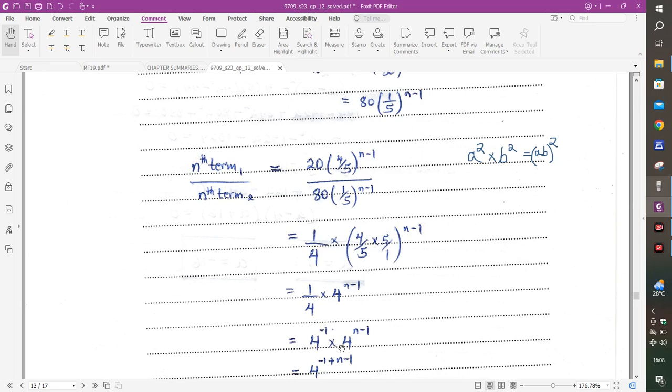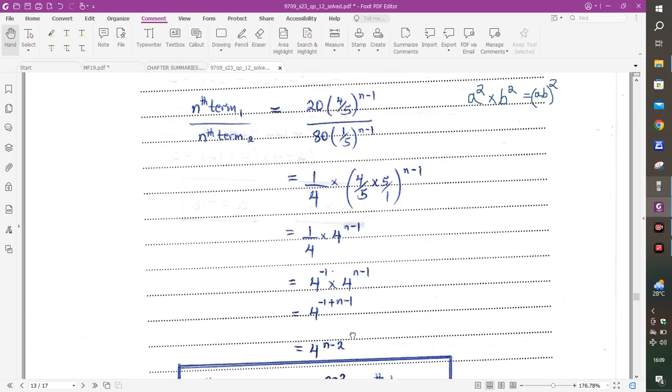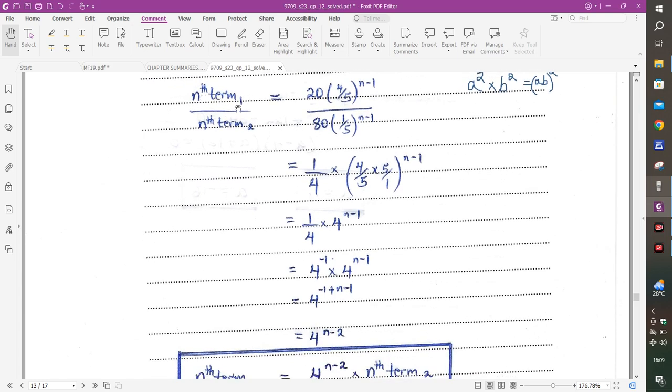Okay, now times this 4 power n minus 1. So when indices multiply, you have same bases multiplied, we add the powers. Okay, so negative 1 plus n minus 1, so you get n minus 2. So that means nth term 1 is equal to this, then times nth term 2.